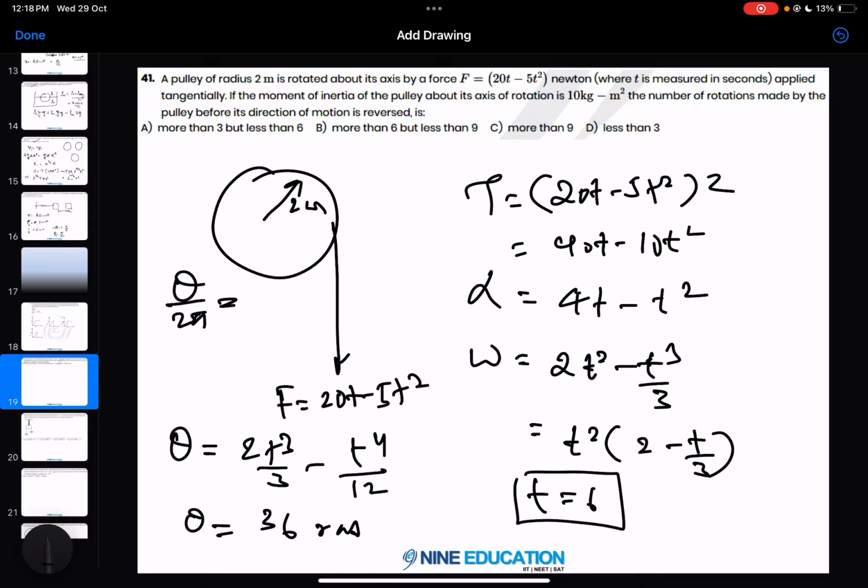In one rotation, it will make 2 pi radians. So number of rotations will be theta by 2 pi, 36 by 2 pi. This is around 6.28. So this is just a little less than 6. So less than 6, more than 3.